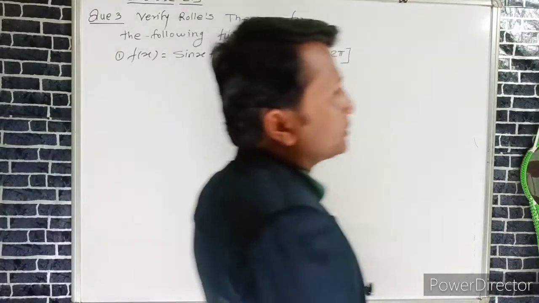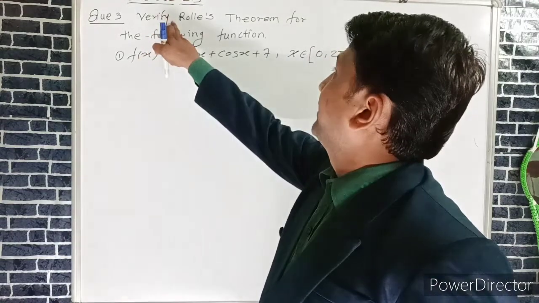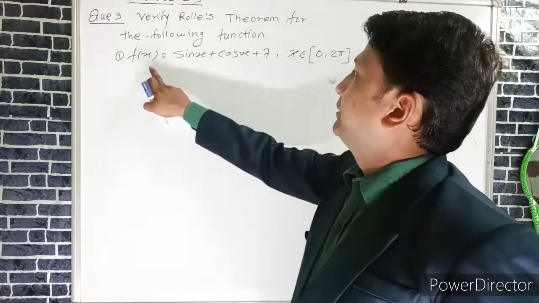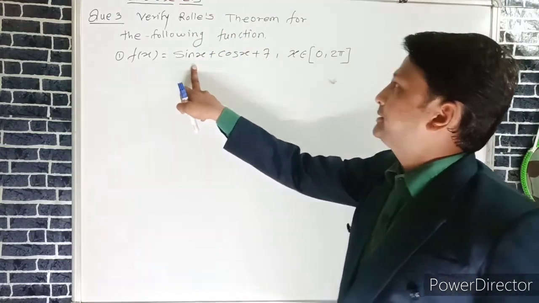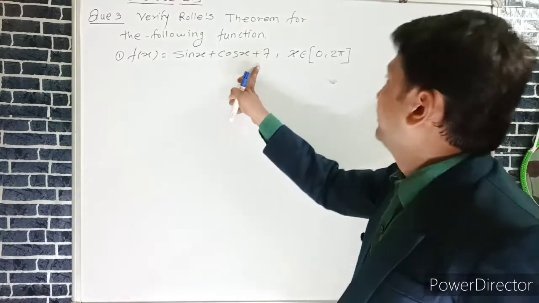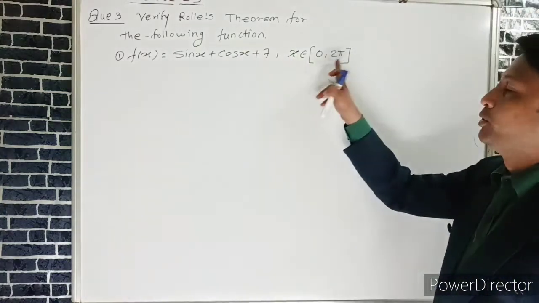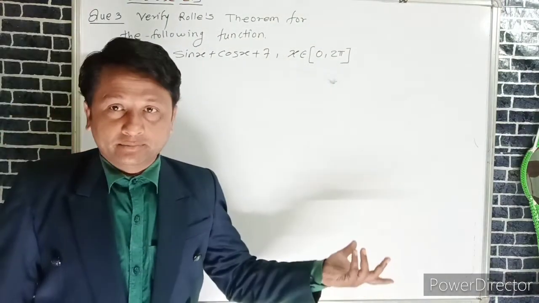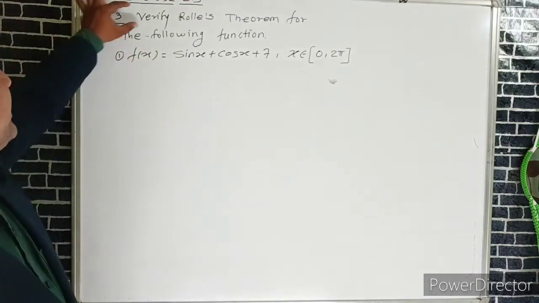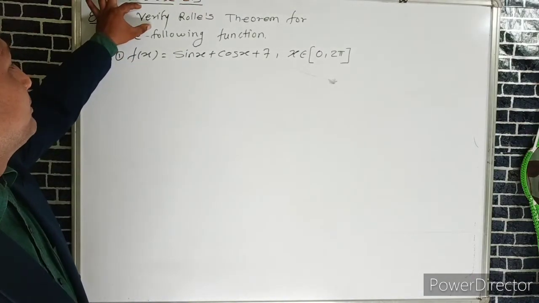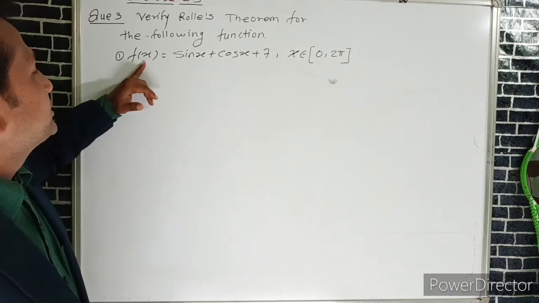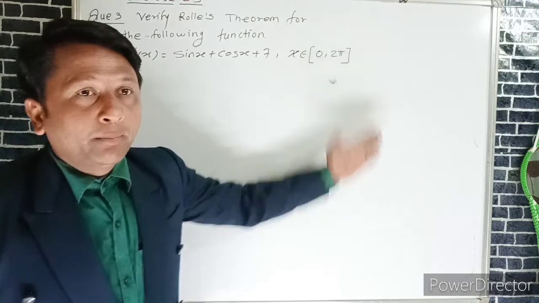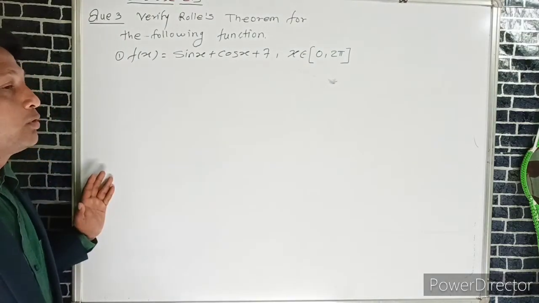So the first example in question number 3 is: verify Rolle's theorem for the following function, f(x) = sin x + cos x + 7, where x lies in [0, 2π]. So here we have to verify Rolle's theorem on the function f(x) = sin x + cos x + 7, where the value of x lies in [0, 2π].